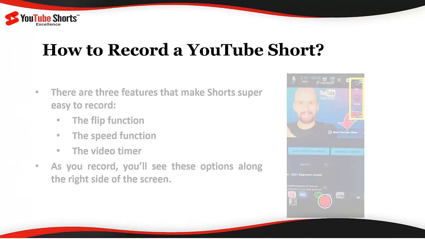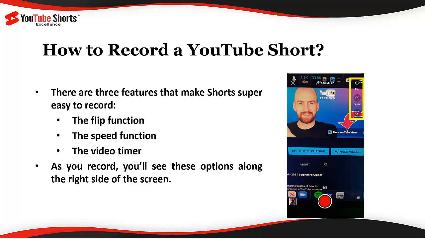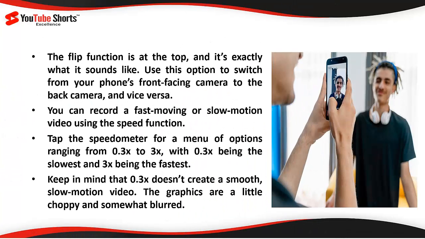How to record a YouTube short. There are 3 features that make shorts super easy to record: the flip function, the speed function, and the video timer. As you record, you'll see these options along the right side of the screen. The flip function is at the top, and it's exactly what it sounds like. Use this option to switch from your phone's front-facing camera to the back camera, and vice versa.